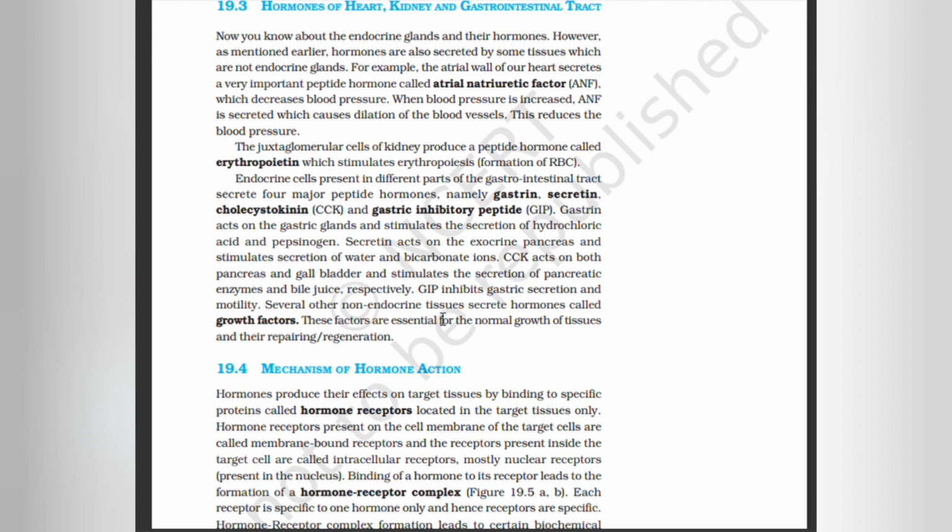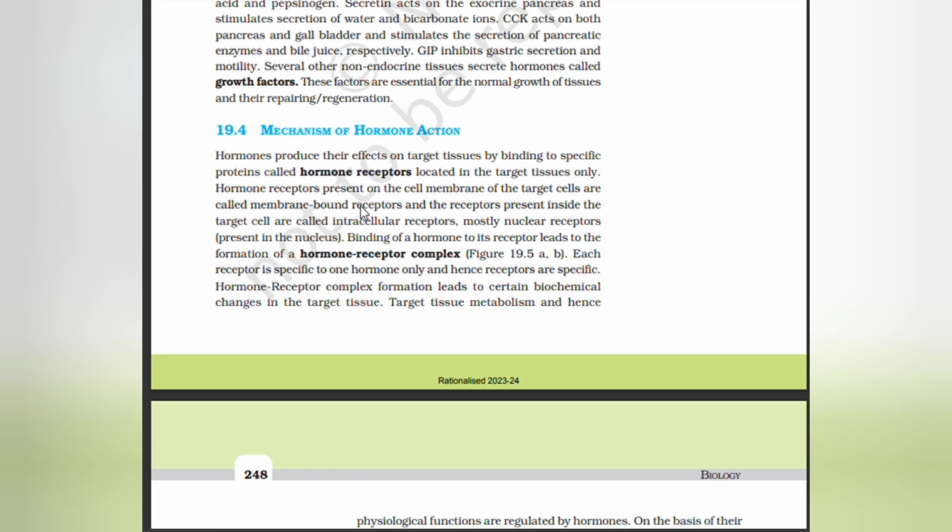Several other non-endocrine tissues secrete hormones called growth factors. These factors are essential for the normal growth of tissues and their repair and regeneration. Mechanism of hormone action. Hormones produce their effects on target tissues by binding to specific proteins called hormone receptors located in the target tissues only. Hormone receptors present on the cell membrane of the target cells are called membrane-bound receptors, and the receptors present inside the target cell are called intracellular receptors.